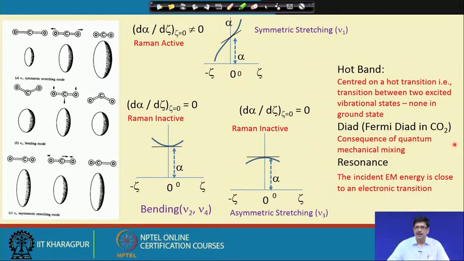We get sometimes in a molecule like carbon dioxide, instead of one peak we get a doublet, which is called a Fermi diode. It is a consequence of quantum mechanical mixing. And sometimes on a Raman spectra, for example, when we take a silicon and try to take a spectra, in addition to the very prominent peak corresponding to a Raman active vibrational mode, we sometimes also get peaks which are called resonance peaks, and there the incident electromagnetic energy is close to an electronic transition.